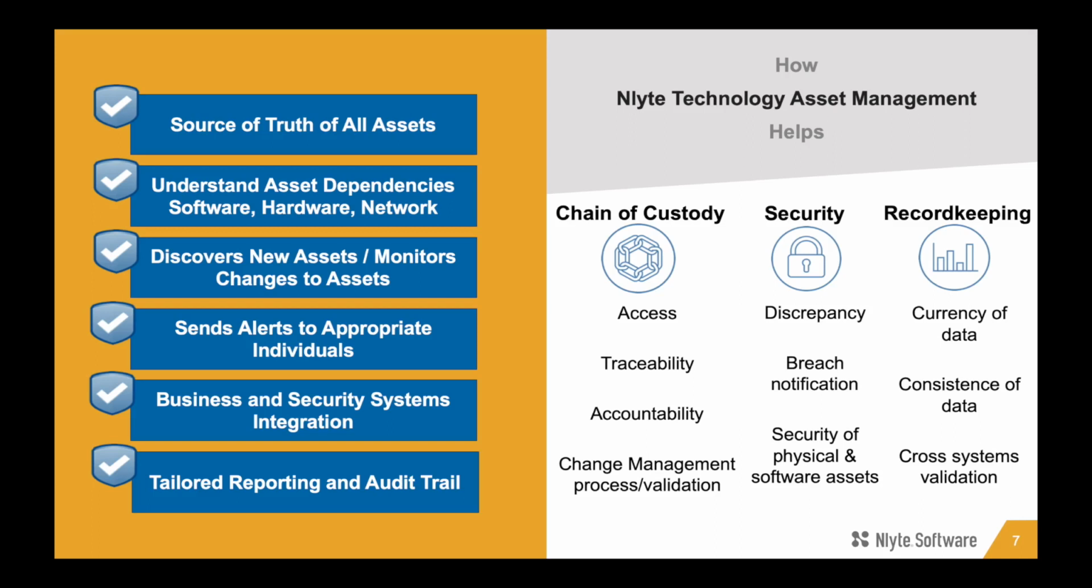And ultimately, you want to have one source of truth, and you want to understand the asset dependencies, the hardware, software, and network attributes. You want to understand what assets are out there and the changes being made to those assets. You want to alert appropriate individuals if changes are made to those assets or new assets appear that you weren't aware of. And ultimately, you want to tie the information of technology asset management into your business systems, into your security systems, and you want to be able to do robust reporting and analytics and generate audit trails of what's happening to all of your technology assets.